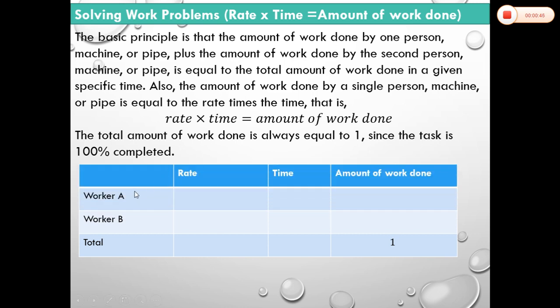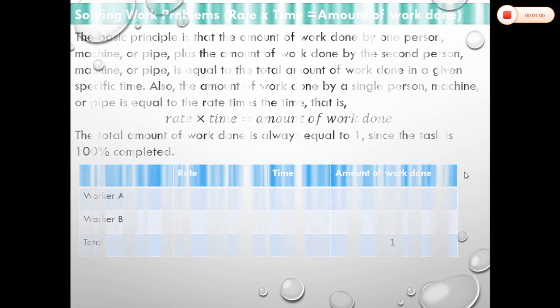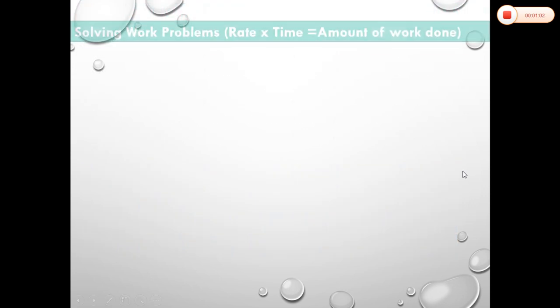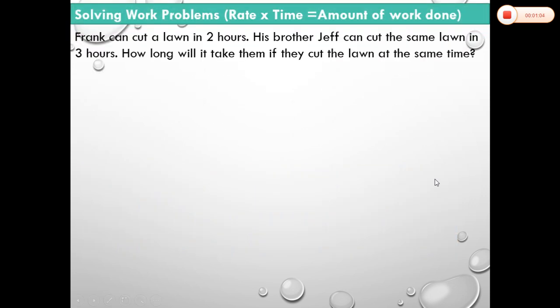In solving work problems, we have to set up the table for rate times time is equal to the amount of work done by worker A, B, and its total amount of work done is 1. Say for example, Frank can cut a lawn in 2 hours. His brother Jeff can cut the same lawn in 3 hours. How long will it take them if they cut the lawn at the same time?